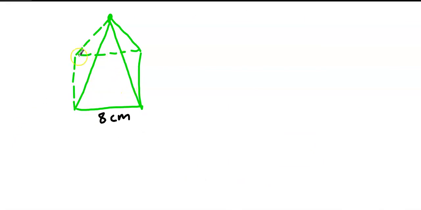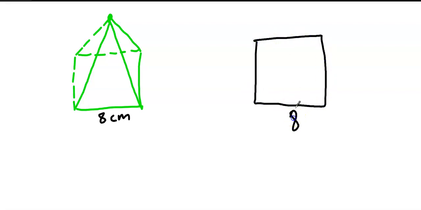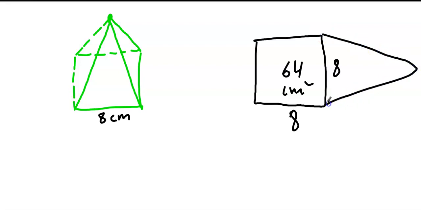Here we have another square pyramid. The base is in the shape of a square, and around it are 4 faces that are in the shape of triangles. So we have a triangle in the front, triangle on the right side, triangle on the back, and triangle on the left side. So we need to find the area of the square base of the pyramid. This was 8. So if this is 8, the other side's also 8, so you're going to do 8 times 8, which is 64 square centimeters.